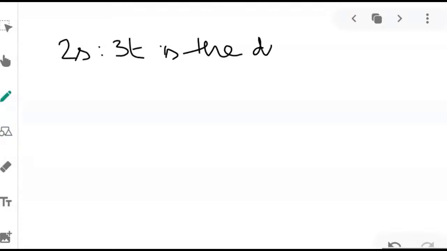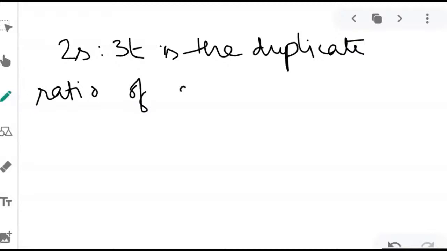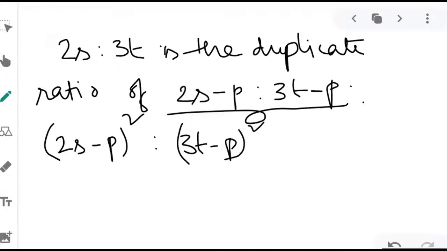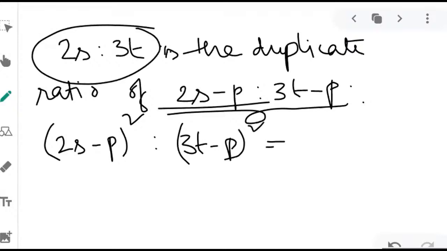Next, which question do we need to take? 21st, ma'am. 21st. 2s is to 3t is the duplicate ratio of 2s minus p is to 3t minus p. Then he is asking the relation between p, s and t. So what is the duplicate ratio of this? 2s minus p whole square is to 3t minus p whole square. He's saying this is the duplicate ratio of this. So this is equal to 2s is to 3t.